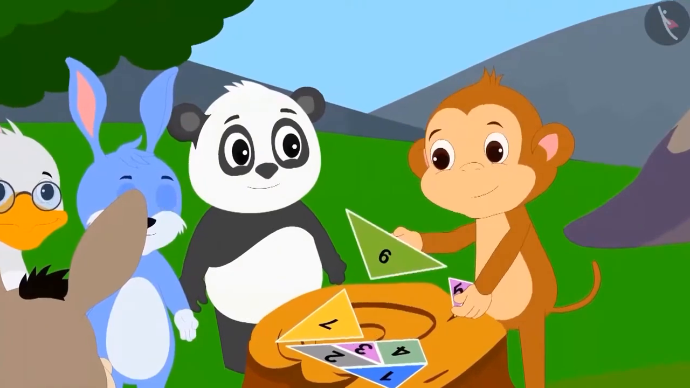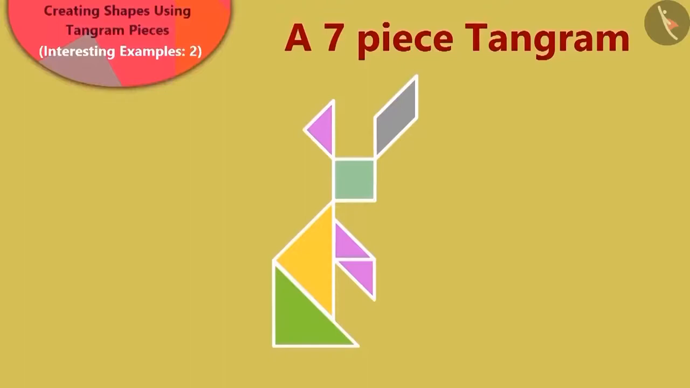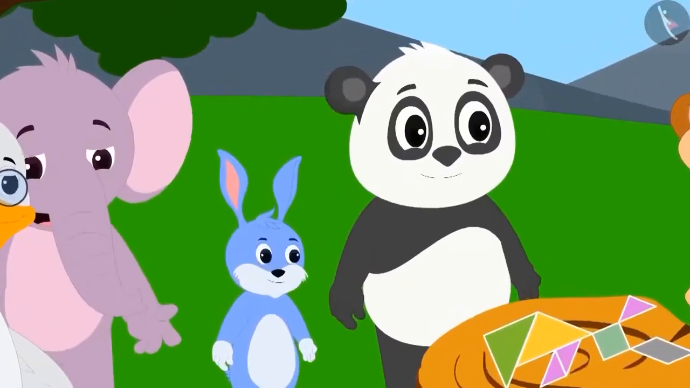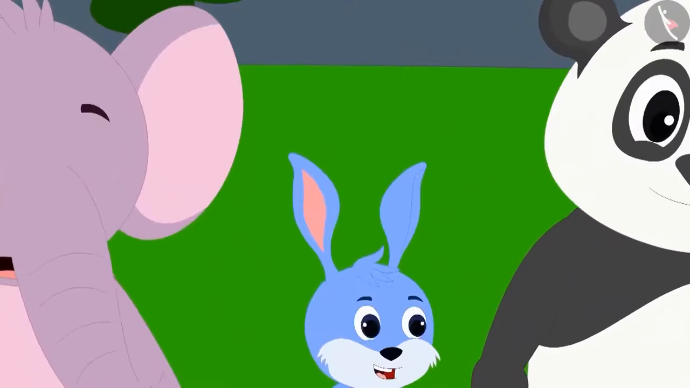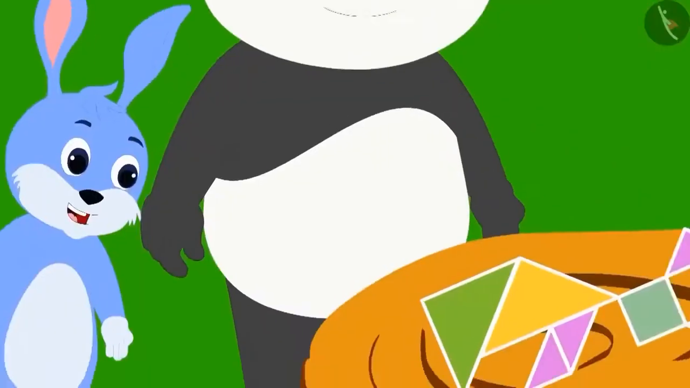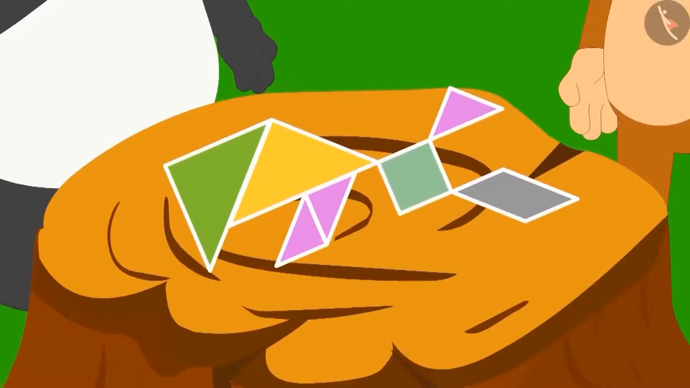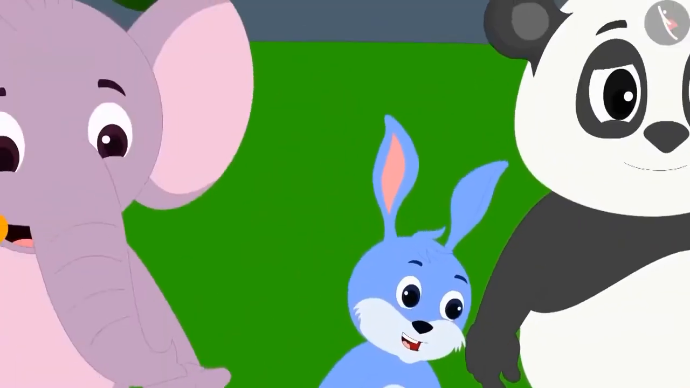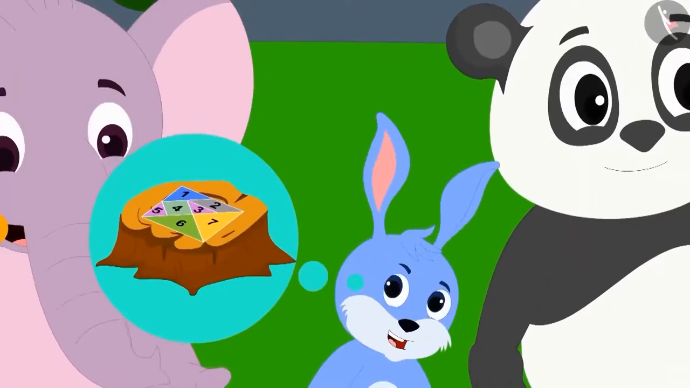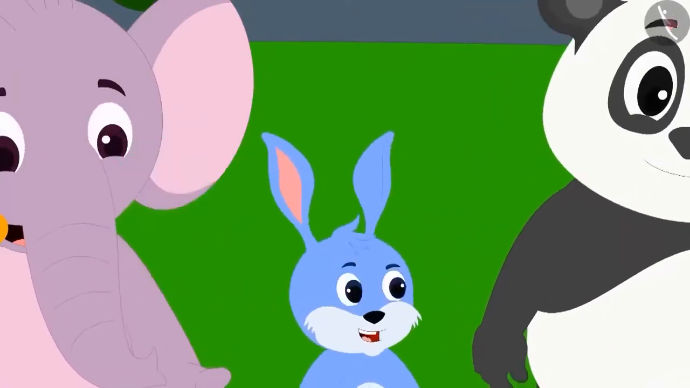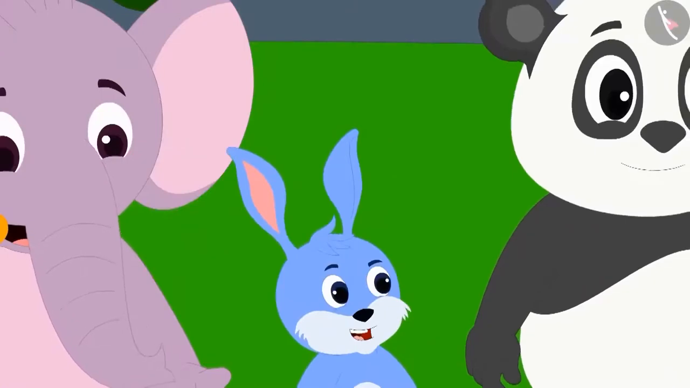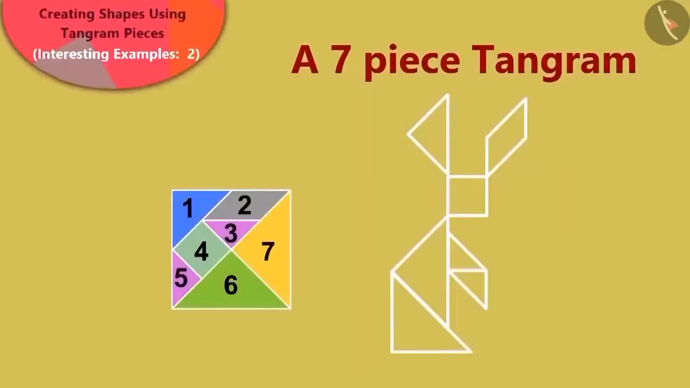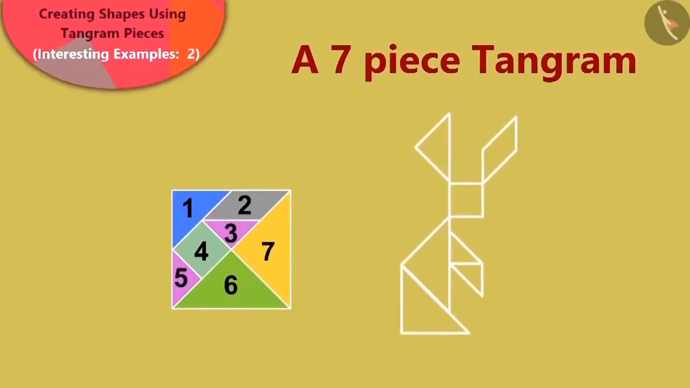Babban started joining the pieces of the Tangram and made a rabbit out of them. Bunny the rabbit became very happy upon seeing this. He said that he looked exactly like it. Now Bunny also wanted to use the tangram to make the rabbit figure. Children, can you say how Babban joined the tangram pieces to make the shape of a rabbit?